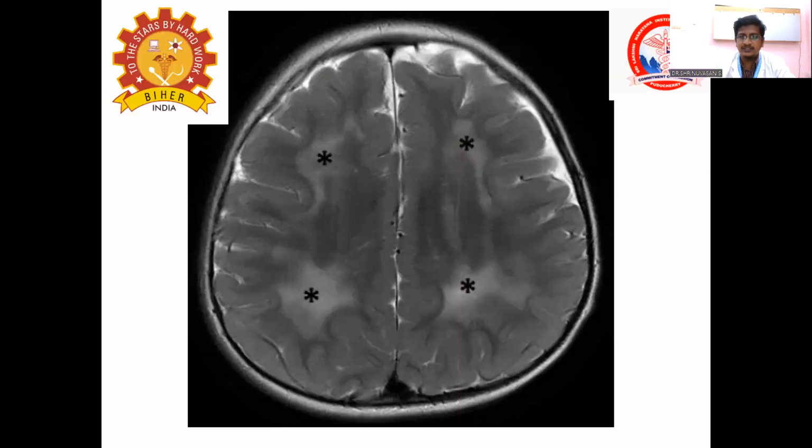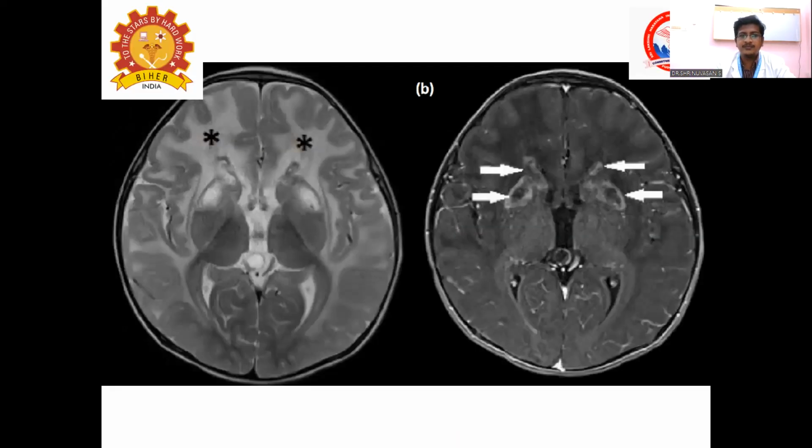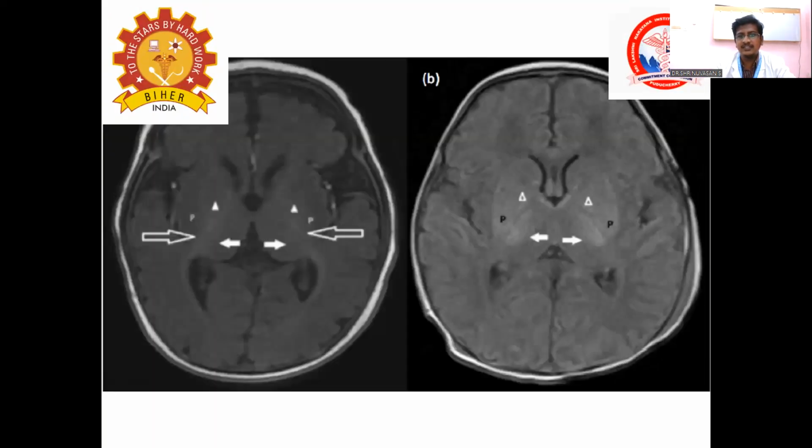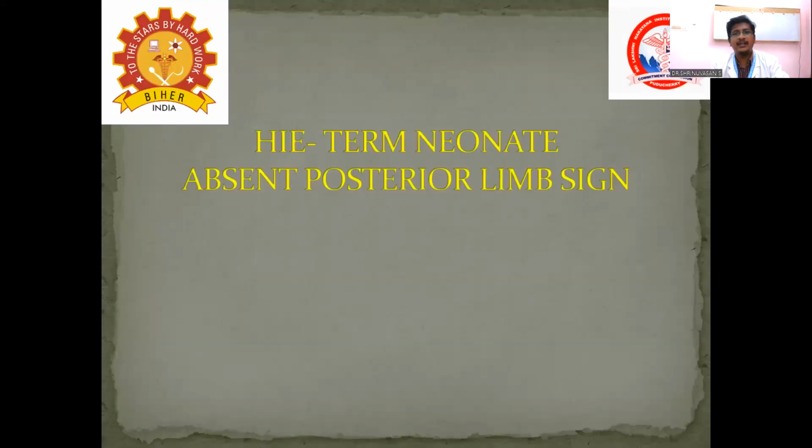So far we have seen abnormal signal intensities. That is the first question. So you can easily come to know the abnormal signal intensities. What are the normal signal intensities?